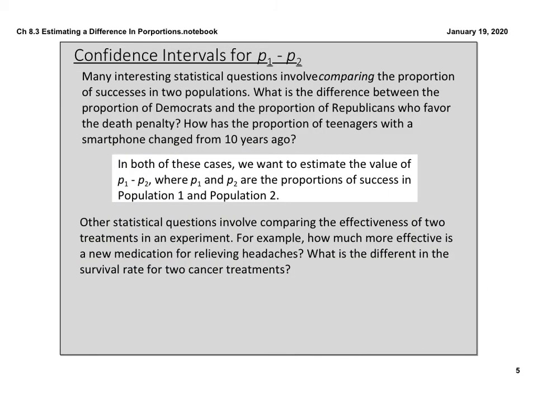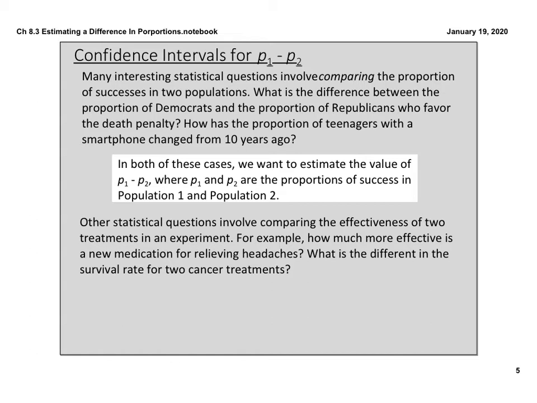So now let's talk about a confidence interval. It says many interesting statistical questions involve comparing the proportion of successes in two populations. It's common to look at two populations against each other. What is the difference between the proportion of Democrats and the proportion of Republicans who favor the death penalty? How has the proportion of teenagers with a smartphone changed from 10 years ago? In both of these cases, we want to estimate the value of p1 minus p2, or proportion 1 minus proportion 2, where p1 and p2 are the proportions of successes in the two different populations.